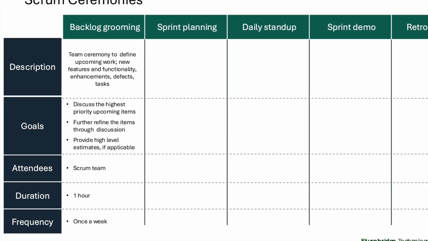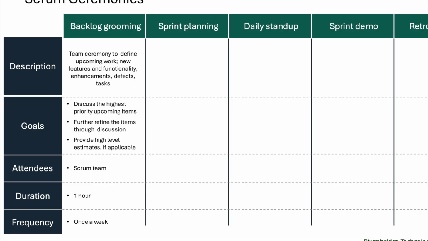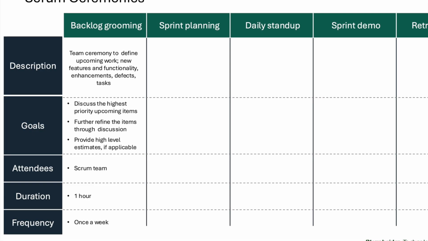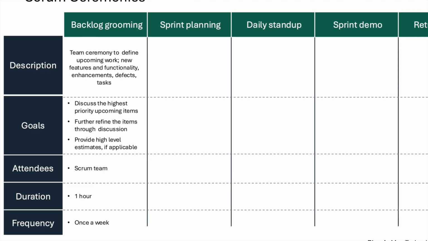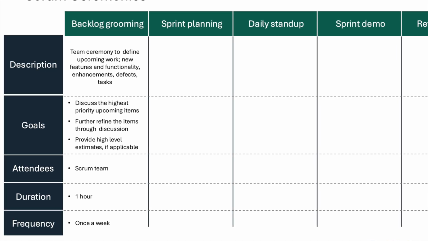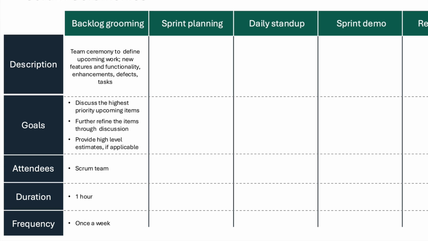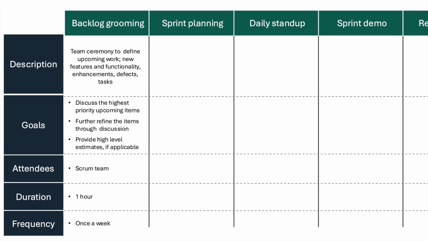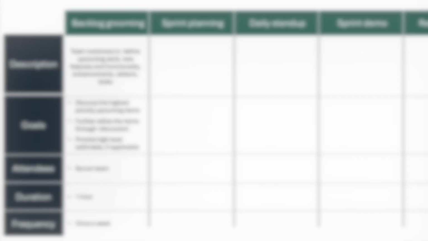In general, the backlog grooming should be done with the entire Scrum team for 1 hour at least once a week. Sometimes backlog grooming may need to occur more than once a week, depending on how well defined the backlog is. So if the backlog is not well defined, it may need to take place twice a week, at least while the team is getting started.